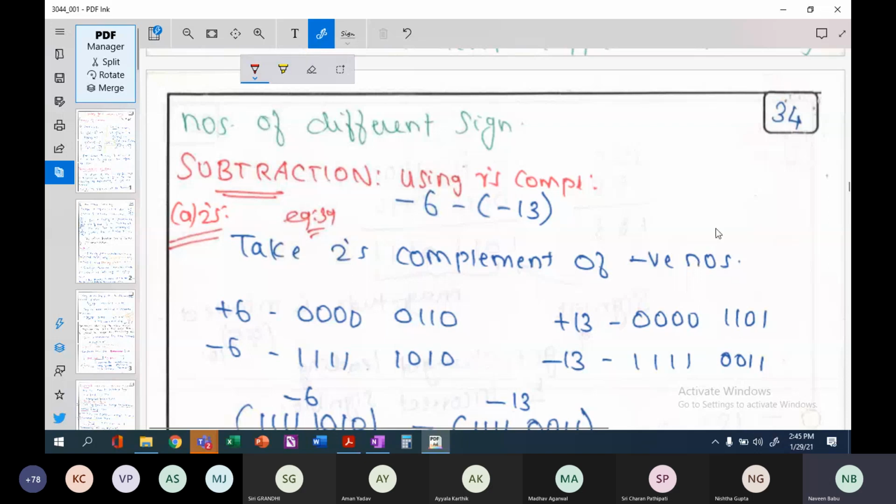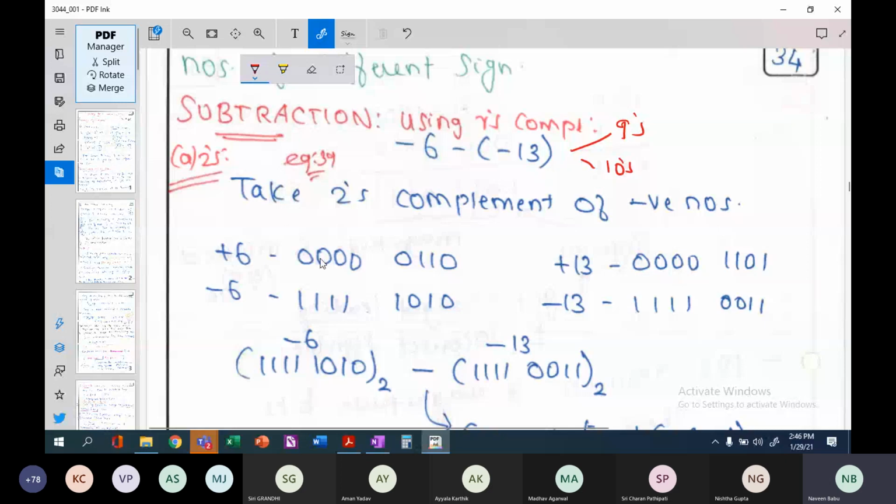So how do you perform the subtraction? We will perform the subtraction using the R's complement form. Since this is a decimal value, the complements that are possible are nines complement or tens complement. If you convert these into binary numbers, then ones complement and twos complement are possible. So here the second method is followed. We will represent these numbers in binary, take the complements, and then convert it back to decimal.